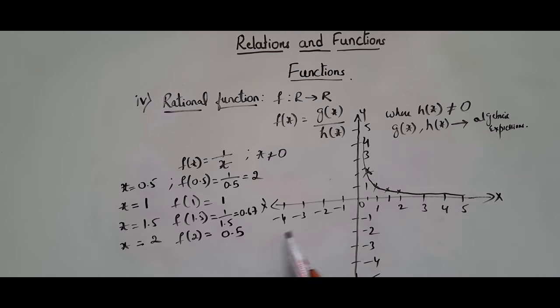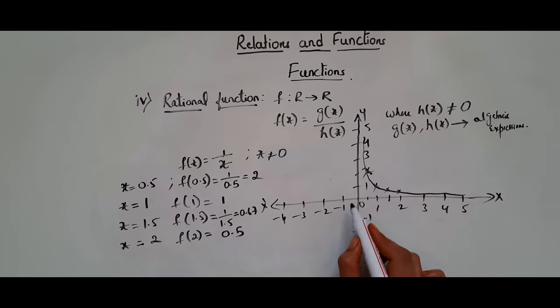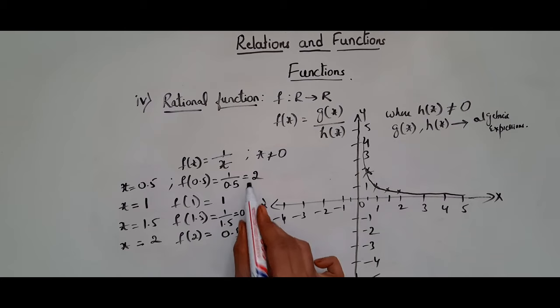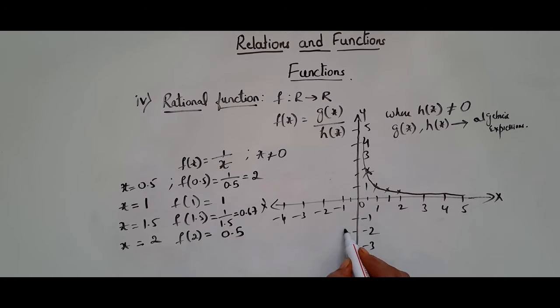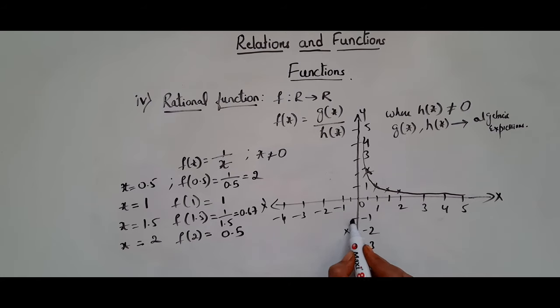Similarly for the negative values, now if you take x is equal to -0.5, your y value will be -2. So for x is equal to -0.5, that is this point. So y is -2. So it will come around here. So when you take x is equal to -1, your y value will be -1. So this point.